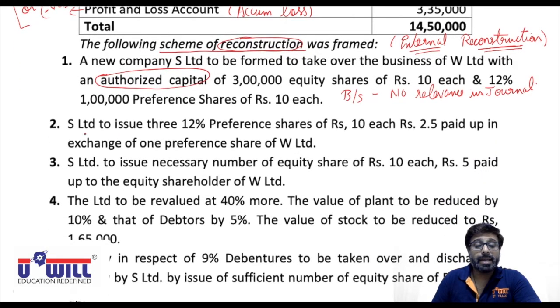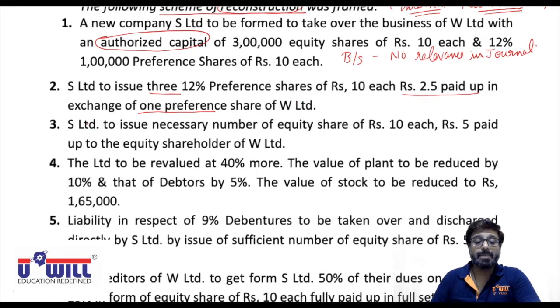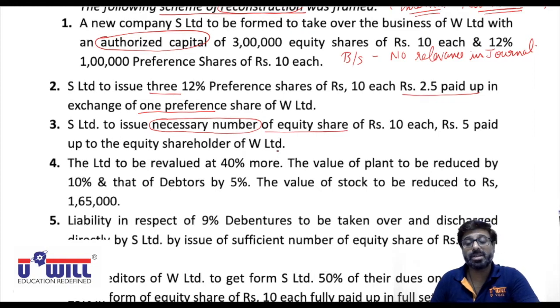Next, S Limited to issue 3 12% preference shares of 10 each but rupees 2.5 paid up in exchange of 1 preference share of W Limited. We'll see that later on when we make the workings. Similarly, S Limited to issue necessary number of equity shares of rupees 10 each, 5 paid up to the equity shareholders of W Limited. Here also 5 paid up.